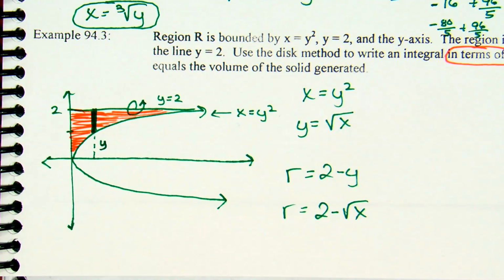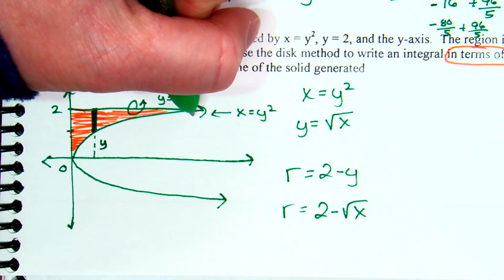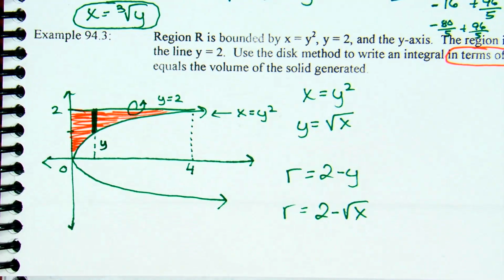And then I think what Nathan was trying to talk about, what are our boundaries? We're working this in terms of x, so we need to know what that is right there, don't we? And it happens when y equals 2, well, 2 squared is 4, and that is our x value.